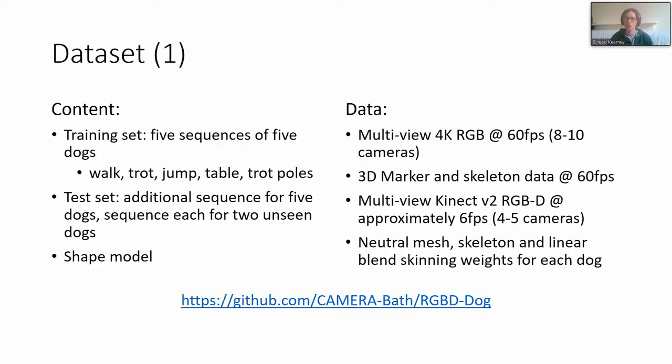So I also mentioned that we're releasing a data set along with our paper. This is multimodal, so we're giving RGB images, 4K and HD images, and also depth images from the Kinect. There were some issues recording from the Kinect, so it's only at 6 frames per second, but the 4K RGB video is at 60 frames per second, as is the skeleton information and marker information. We're also giving the ground truth skeleton and mesh of the dogs as well.